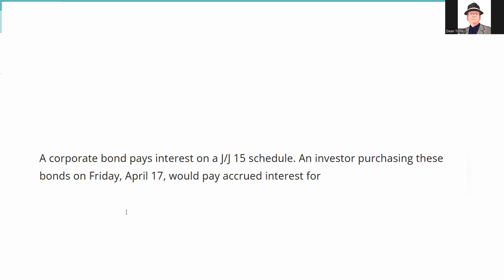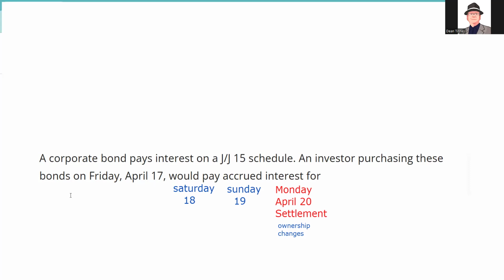Here's today's request. A corporate bond pays interest on January and July 15th, J&J. An investor purchasing these bonds on Friday, April 17th, that's the trade date, that's when we agree to terms, would pay accrued interest for. Well, the Uniform Practice Code, which standardizes trading practices within the securities industry, says regular way settlement is T plus one. So ownership doesn't actually change hands here until Monday, April 20th.